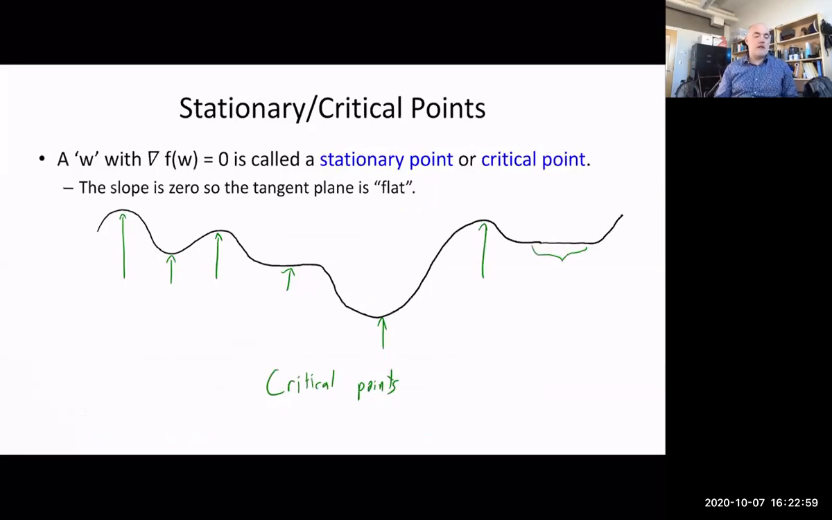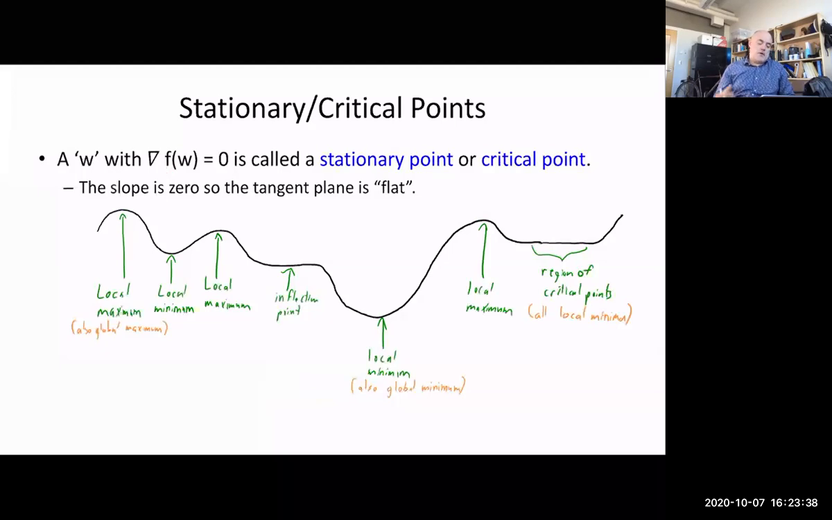We'll use terminology like stationary or critical points throughout the course. So a w, and here we're just going to stick with our linear regression terminology, right? With the gradient function of our objective with respect to w evaluated at w equal to 0 is called the stationary point. So that point w is a stationary point or critical point. And this, we've already established, is a point where the slope is 0, so the tangent plane is flat. So all the stuff pointed at in green, including this entire region, those are all critical points or stationary points. We're going to call certain sets of these by different names.